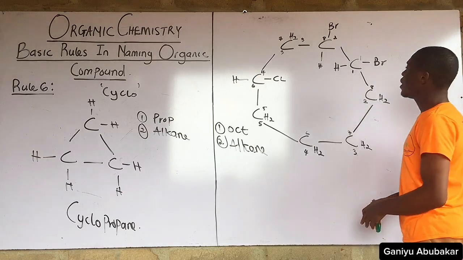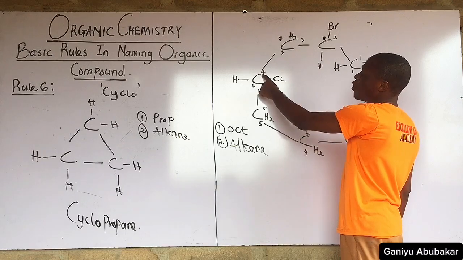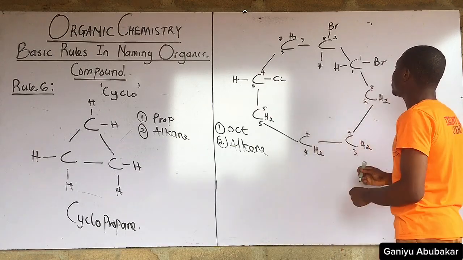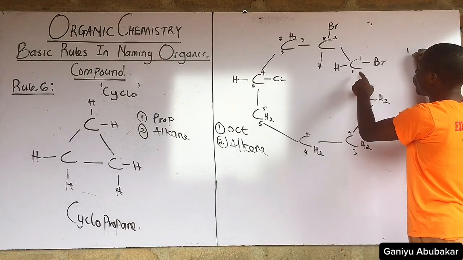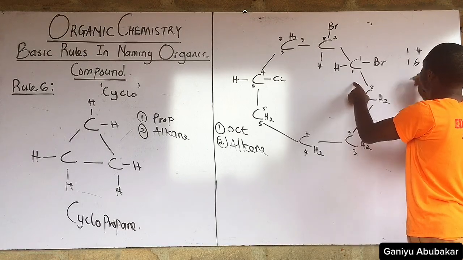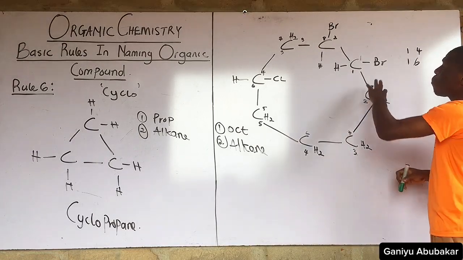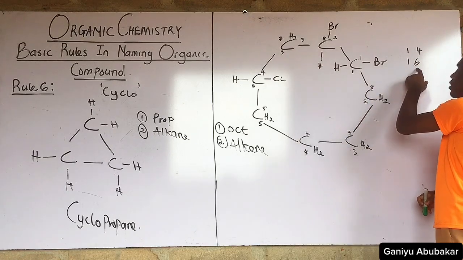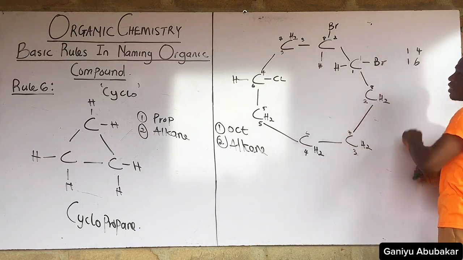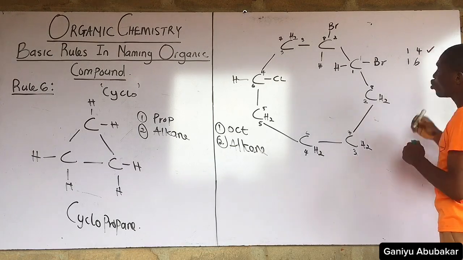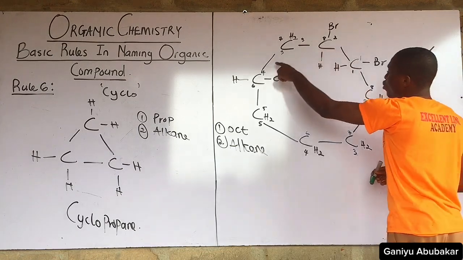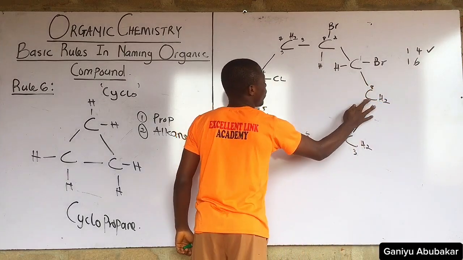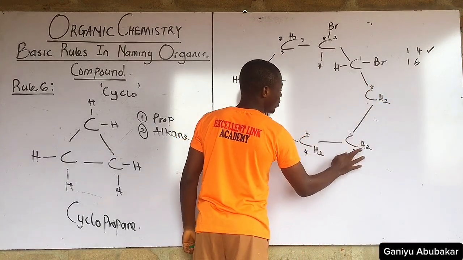Of course, again, for my upper numbering, chlorine is attached to carbon 4, and for lower numbering, 6. In between 1 and 4 and 1 and 6, which one is the least? Upper numbering gives me 1 and 4. Lower numbering gives me 1 and 6. In between these two, which one is the least? The least is 1 and 4. So it means I'll go to my upper numbering. So I'll discard lower numbering.